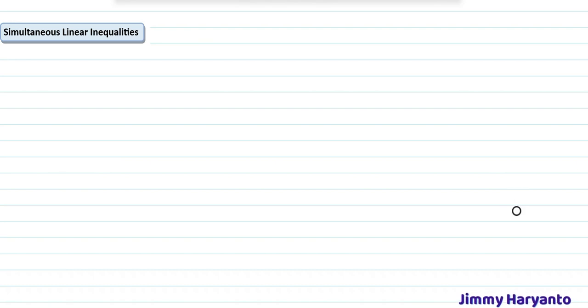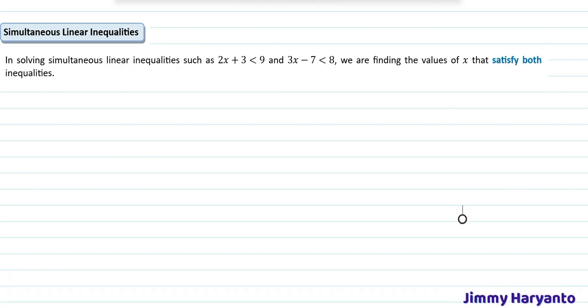Okay, we will go to the next part. The next one is simultaneous linear inequalities. In solving simultaneous linear inequalities such as 2x plus 3 less than 9 and 3x minus 7 less than 8, we are finding the value of x that satisfies both inequalities. Later, the number lines will help us to find the value of x that satisfies both inequalities also.